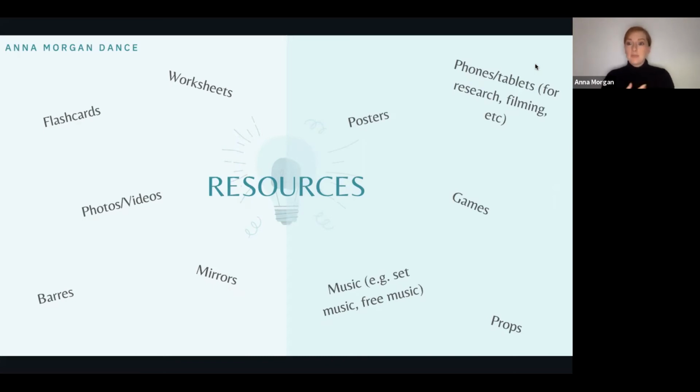Posters, games. If you're bringing something in, like I quite often do a vocabulary game, they have to pick out of a hat different pieces of paper which have vocabulary steps written on them, and then choreograph a little something together with those. So that hat and piece of paper is a resource. Your music is a resource, whether that's your set music or free music, and of course props. If you use props to aid quality or for fun or whatever it happens to be, that's also a resource.